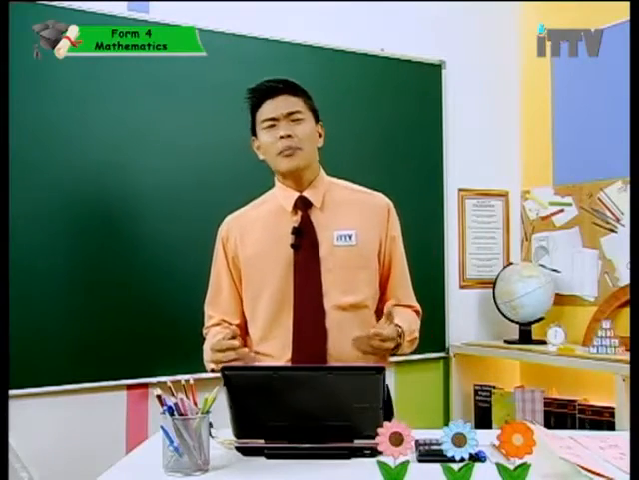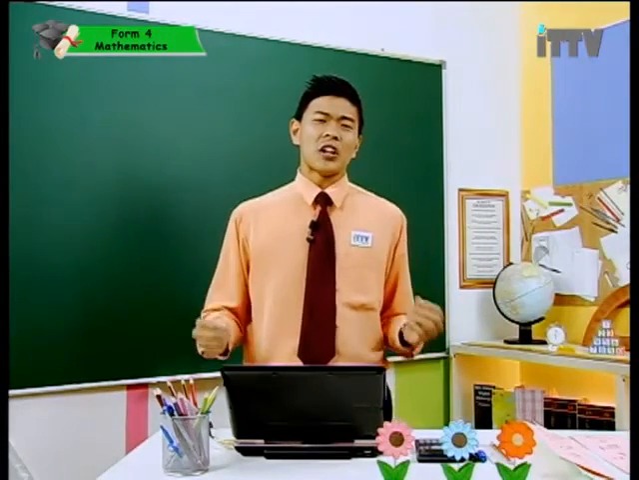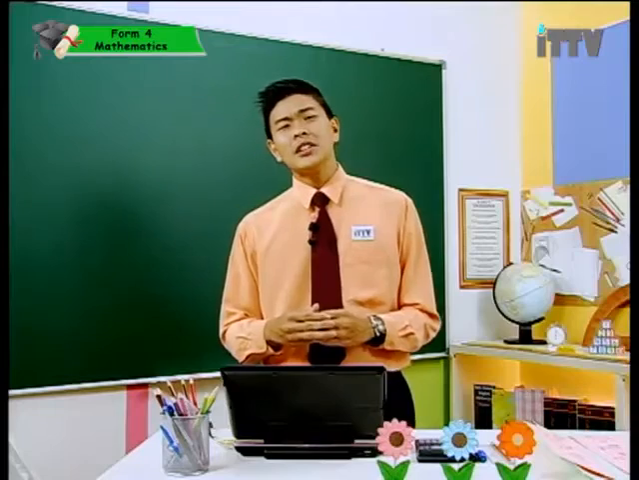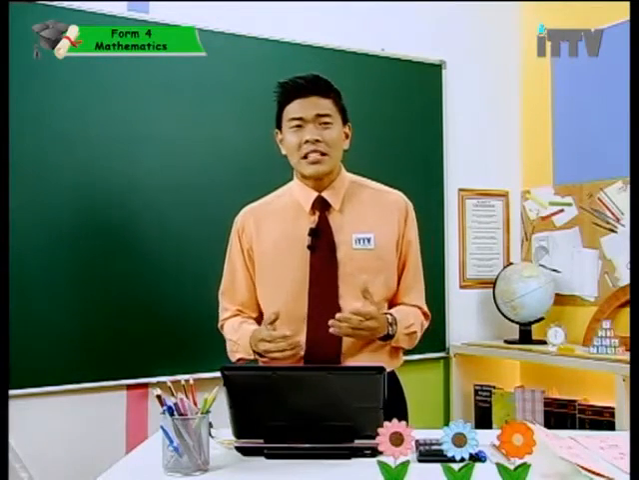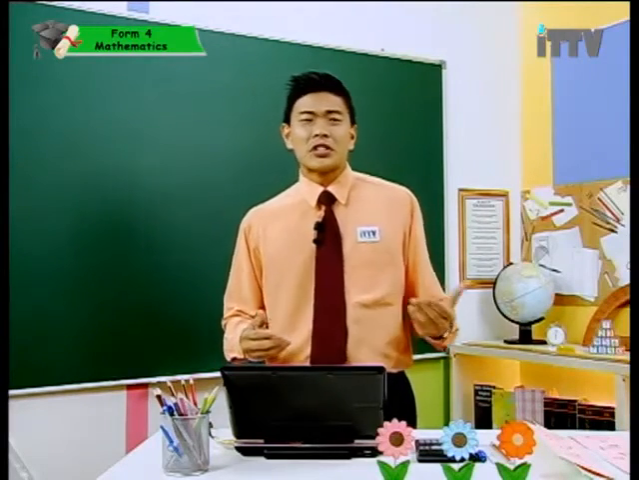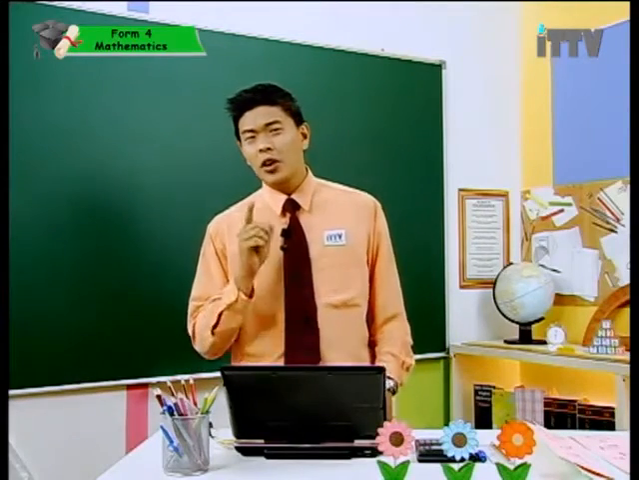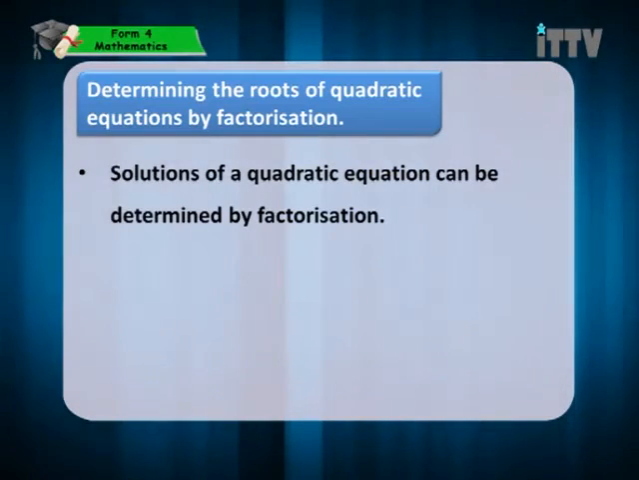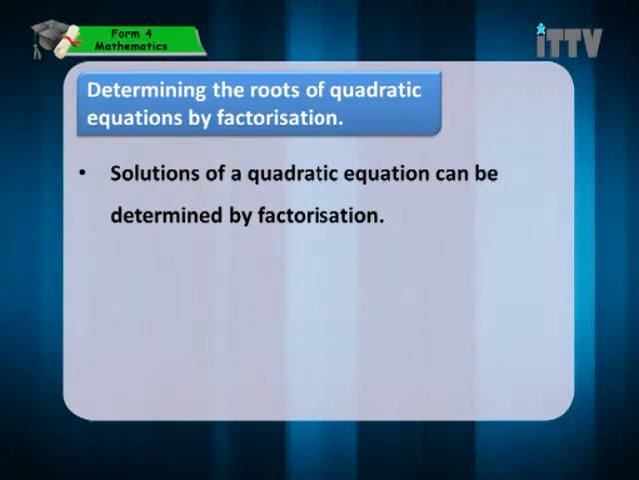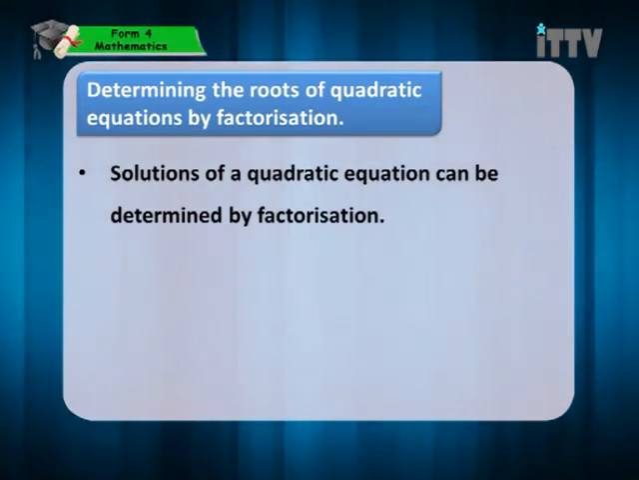If you recall the previous lesson, we solved the quadratic equation using trial and error. Trial and error has some disadvantages because at certain times you have to keep trying and sometimes you run out of patience. I want all of you now to look at today's method to find the solution to any quadratic equation: determining the roots of quadratic equations by factorization.